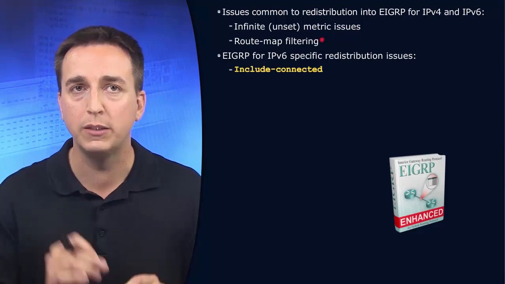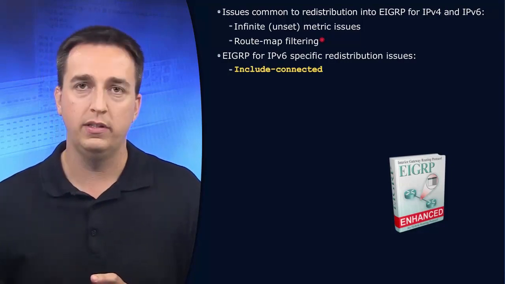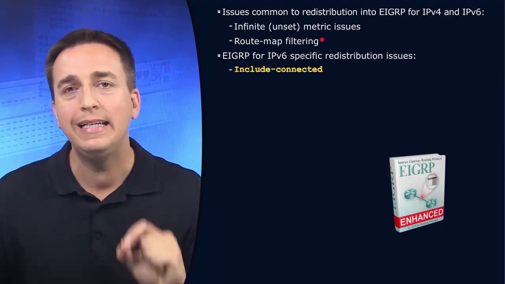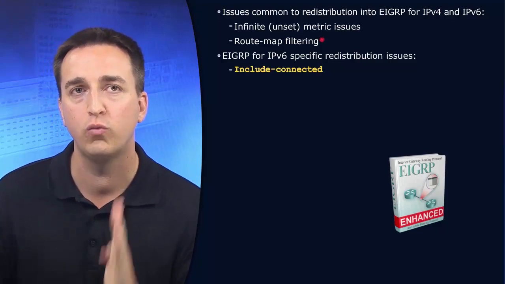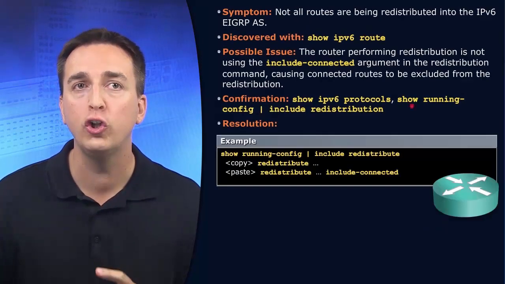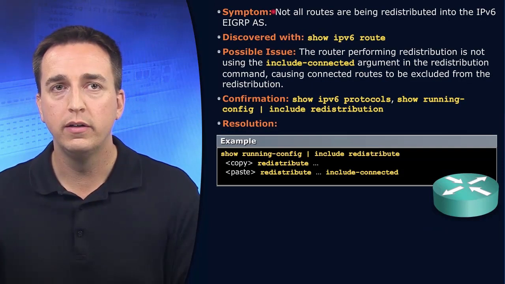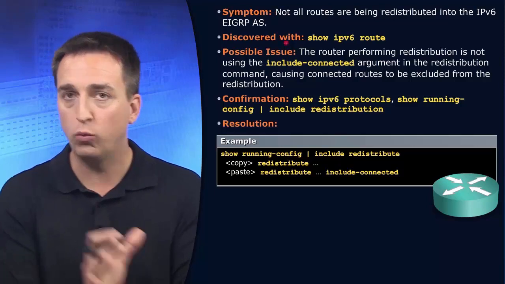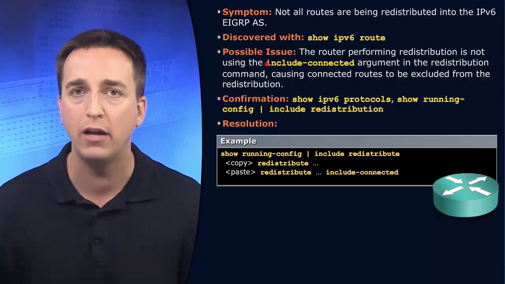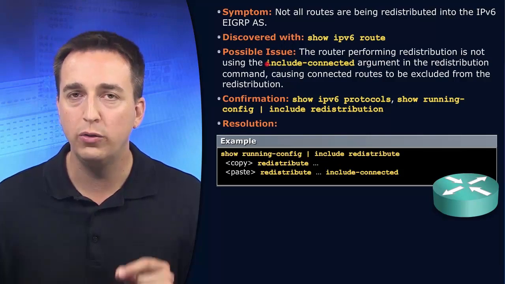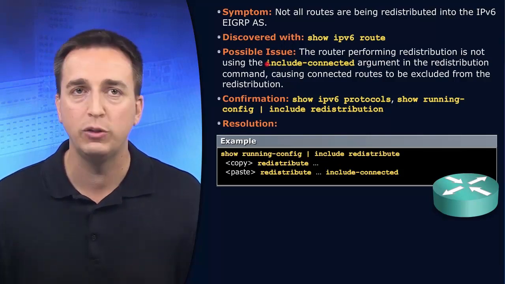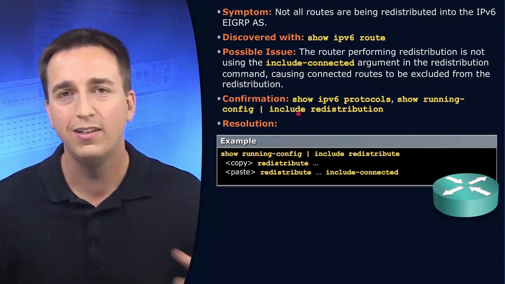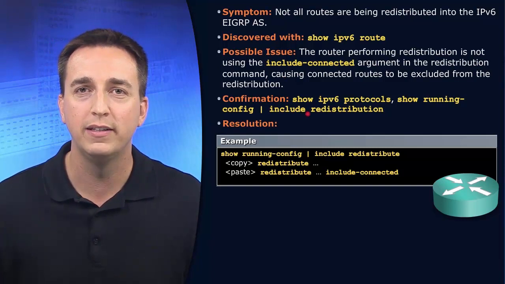It means that if you are experiencing missing routes, and they are the routes that are directly connected to the redistribution router, it's because you forgot the include connected keyword. Because by default, those routes that are directly connected to the redistribution router will not be redistributed. You have to manually define it with the include connected keyword. So you can verify this with show ipv6 protocols. You can verify this with show running-config | include redistribution. So let's examine this in our live environment.